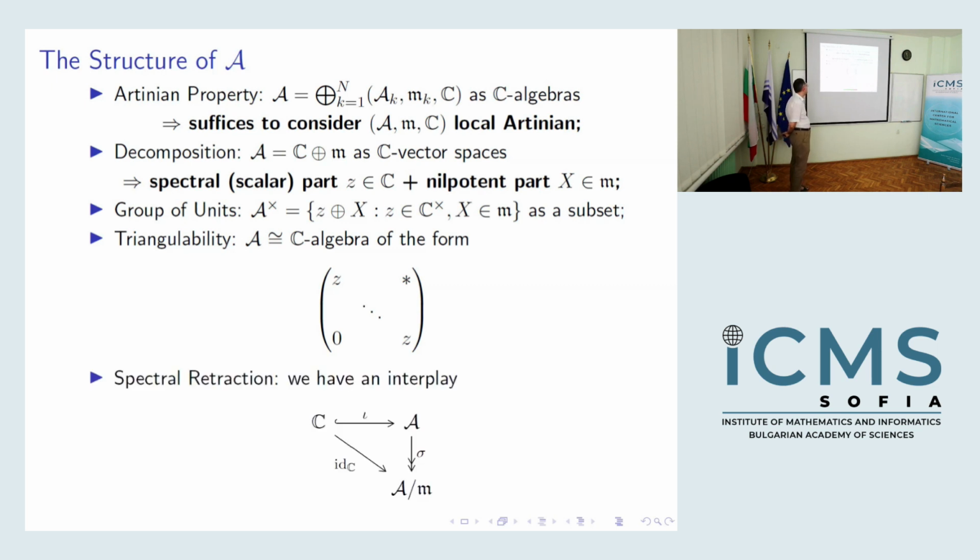And there is, finally, last but not least, a cute little commutative diagram. So this projection onto the spectral part of the matrix, or of the element, the scalar part, is of course a ring homomorphism into the residue field of the algebra, and it is in fact a retraction with respect to the natural inclusion. And this little diagram actually determines much of the interplay between the classical complex analysis of a single variable and our potential functional theory.